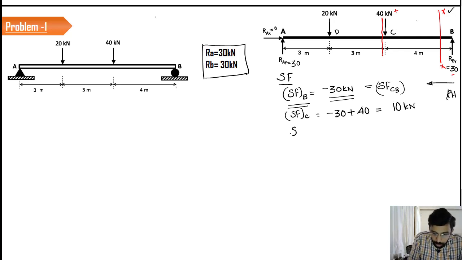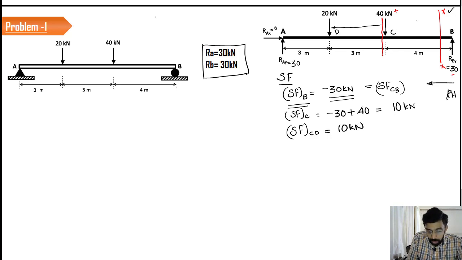Now we will calculate the shear force in the section CD. So if you make this section move till D, and if you look towards the right hand side, you still have only two loads, 30 and 40. So the value also remains the same as 10 kilonewton.